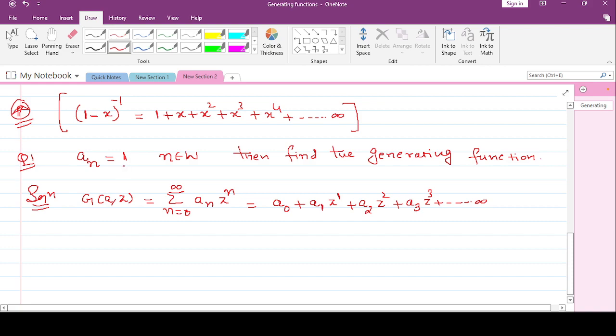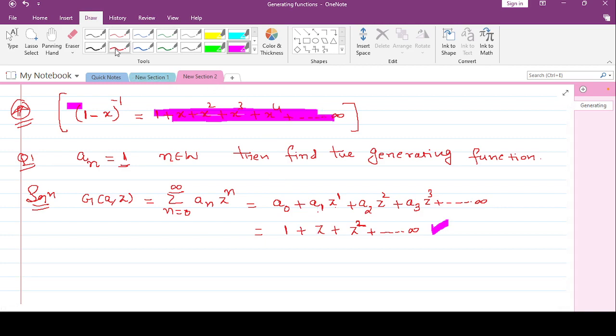But you people notice here that this sequence is a constant sequence. Every time it takes value 1, so its first term a0 is 1, a1 is also 1, so 1 into z is z, a2 is also 1, so this is z square, and so on. Now you compare this expression with this expression.